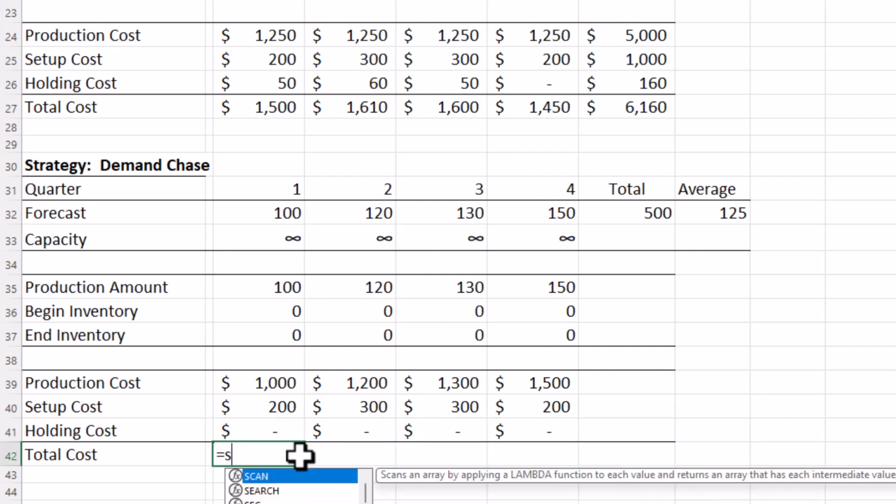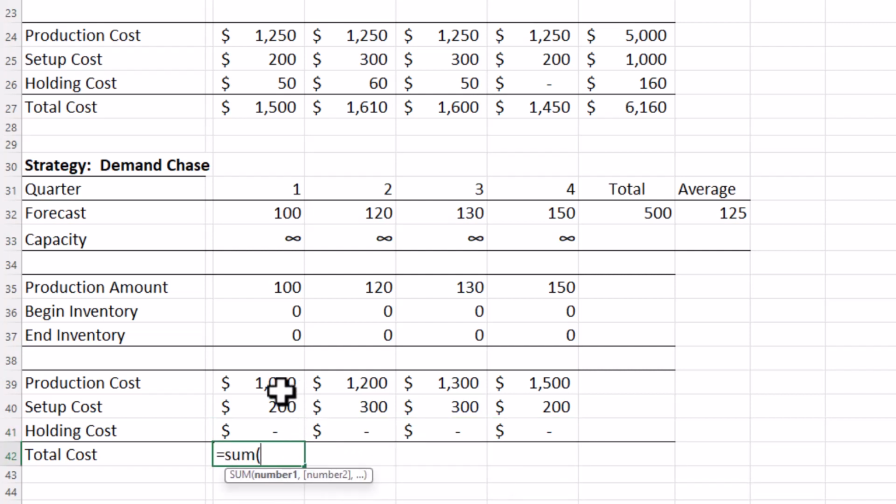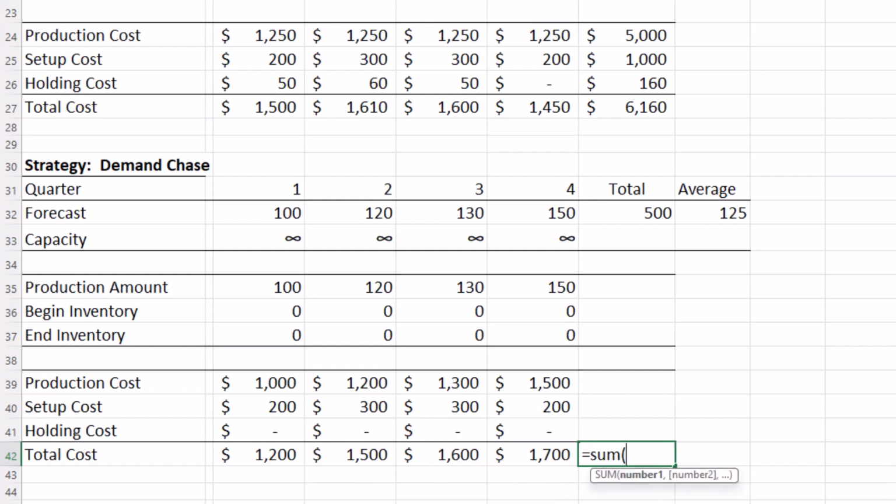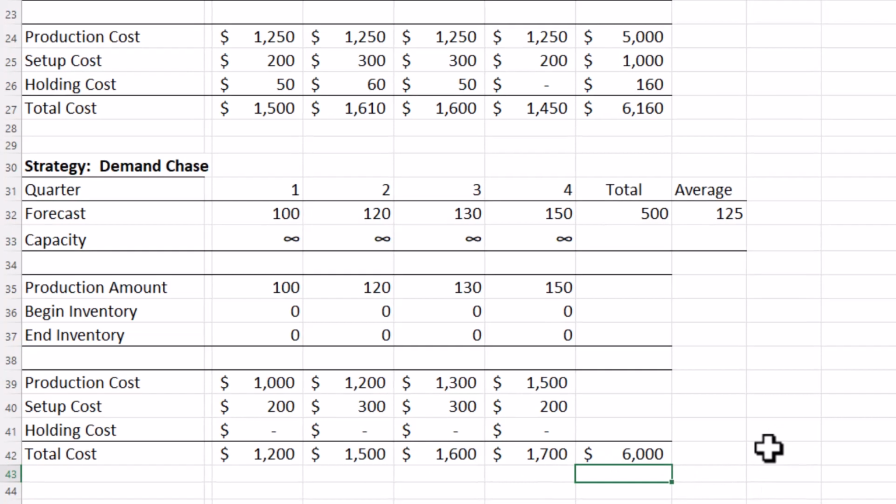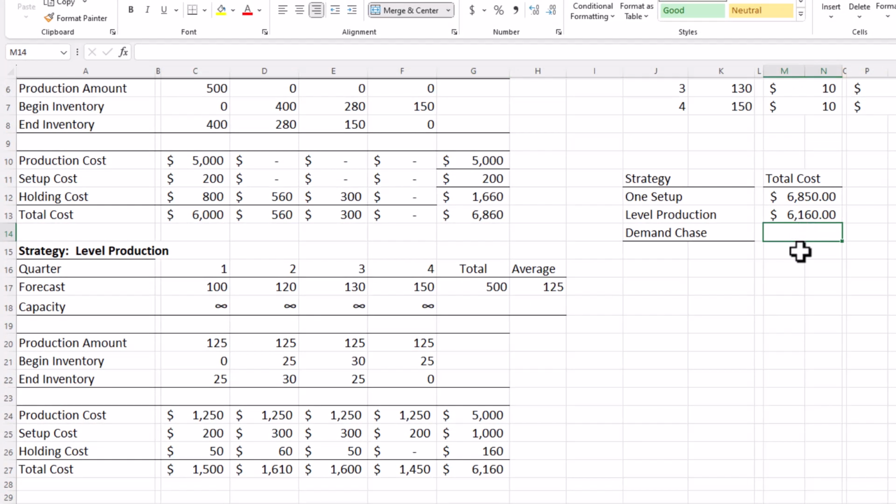And we can copy these formulas here and now do the sum. So this is equal to the sum of production, holding, and setup cost, and copy the formula to these cells and then do the total. So this is going to be equal to the sum of these 4 numbers. And the amount is $6,000. Let's compare with the other approaches. So this is going to be $6,000.